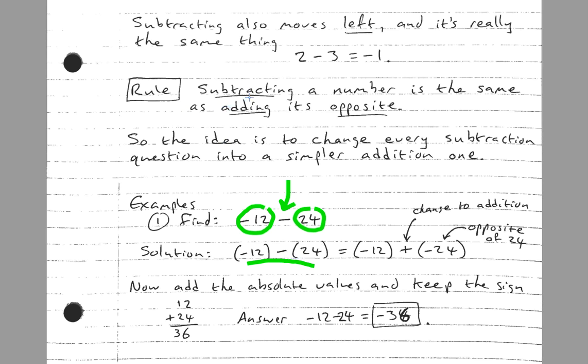So we'll hit this with the rule. We want to change that subtraction to an addition. Subtracting 24 is the same as adding the opposite of 24, that's negative 24. So we converted a subtraction question to an addition question, and now we can use our ideas from the last section. So now we're back to adding. These two numbers have the same sign, so add their absolute values, that's 36, and keep that negative sign. So the answer is negative 36.